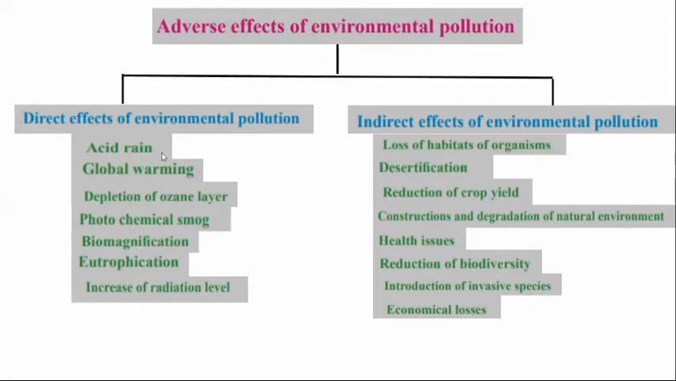Due to these things, some other things are indirectly affected. Those are loss of habitat of organisms, desertification, reduction of crop yield, destruction and degradation of the natural environment, health issues, reduction of biodiversity, introduction of invasive species, and economic losses, right? So due to these direct effects, some are indirectly affected. Now let's go one by one. Let's first learn about the direct effects of environmental pollution, and that is first acid rain, right?